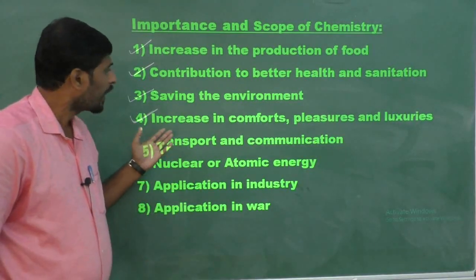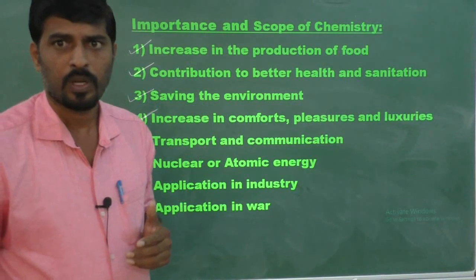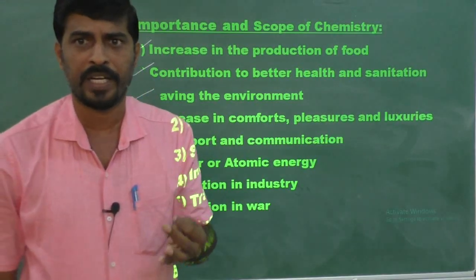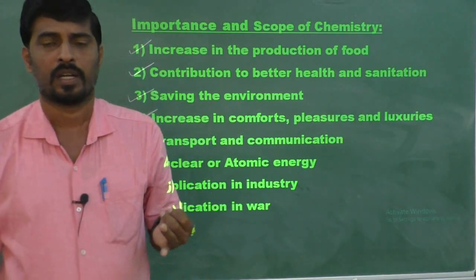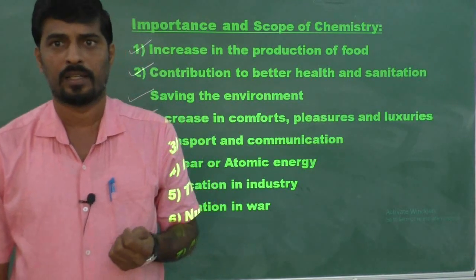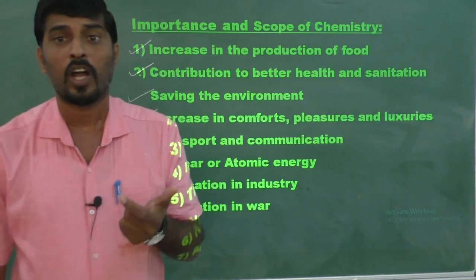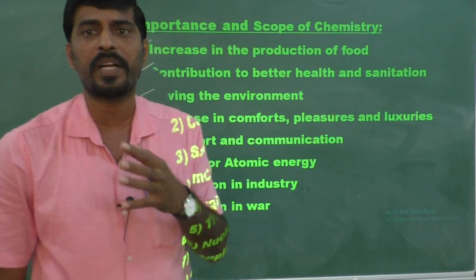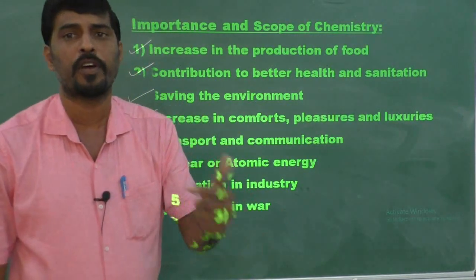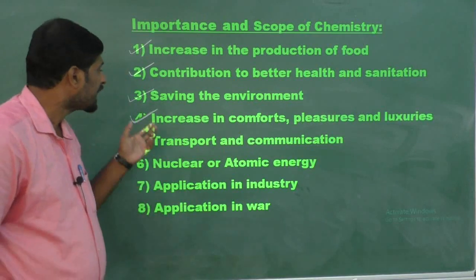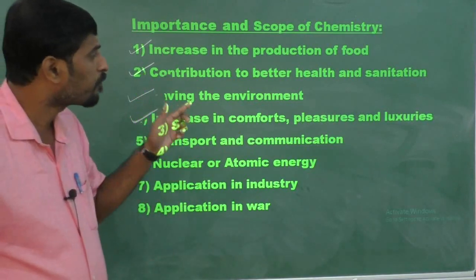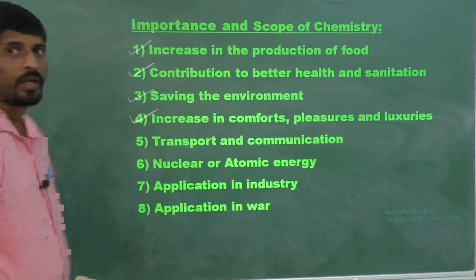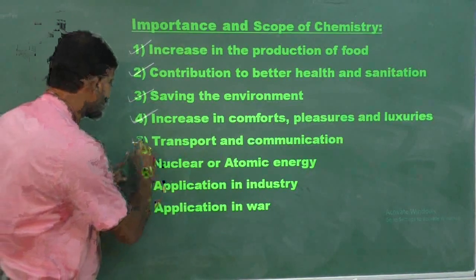Okay. Then as household articles, in day-to-day life we use so many things: brush, paste, ornaments, cosmetics, then utensils, oil, cooking gas, cloth, etc. All these are domestic articles, and these domestic articles are prepared with the help of chemistry, so that it increases the comforts, pleasure and luxury of human beings. Is it clear? Next, we will move on to transport and communication.